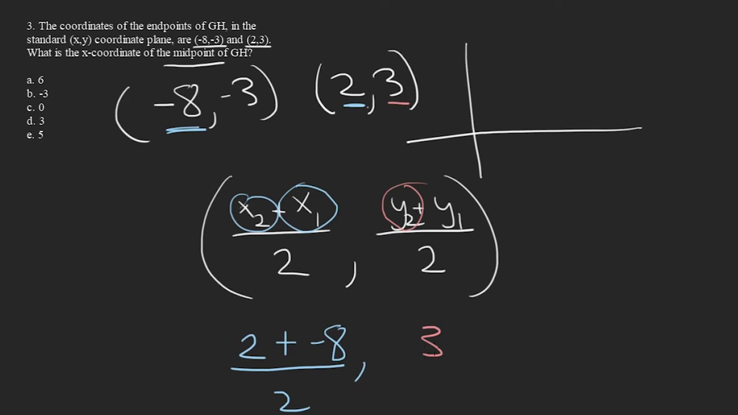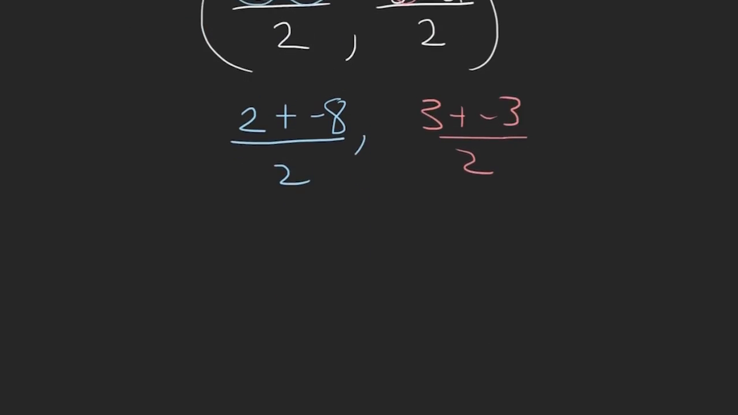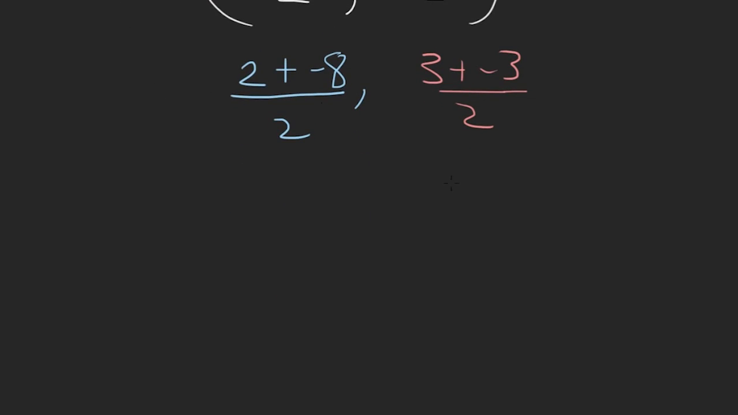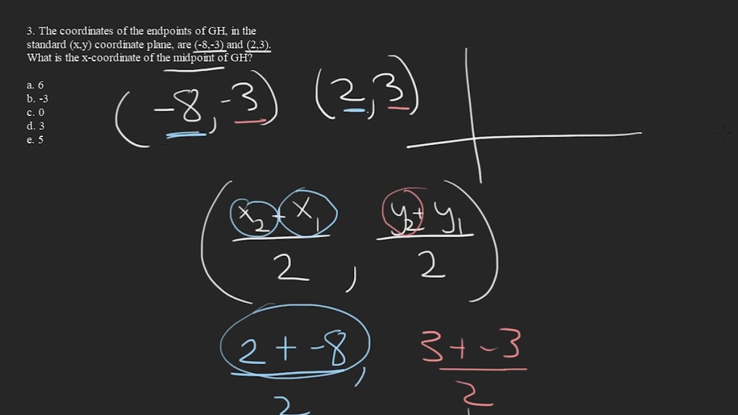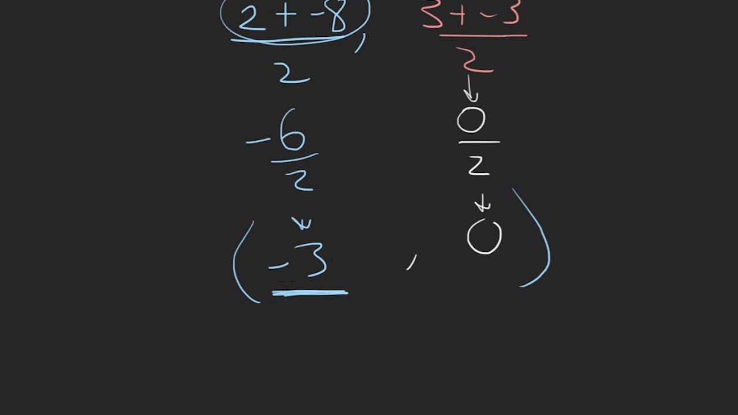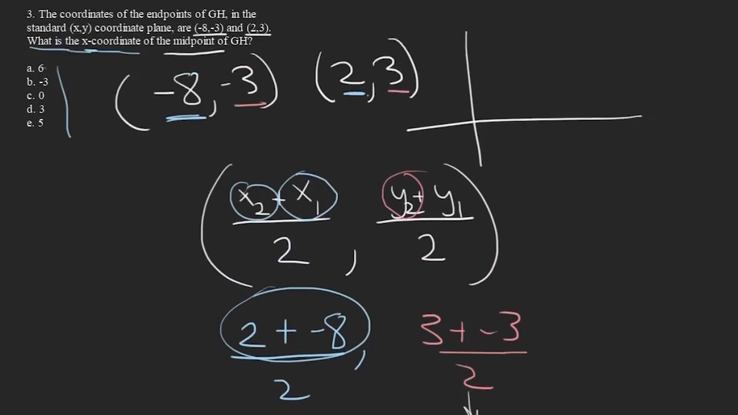Let's finish this out on the right side. That's 3 plus negative 3. I knew that was going to be 0. It's going to be 0 over 2, which simplifies to 0. This over here on the left will become negative 6 over 2, which becomes negative 3. And that's our midpoint right there: negative 3, comma, 0. Let's see if that's an answer. They only give us one, so what does the question say? What is the x coordinate? Details matter, of course. Our x coordinate is the one on the left. It's negative 3. So our answer is B.